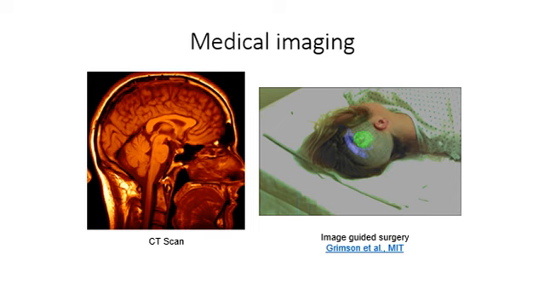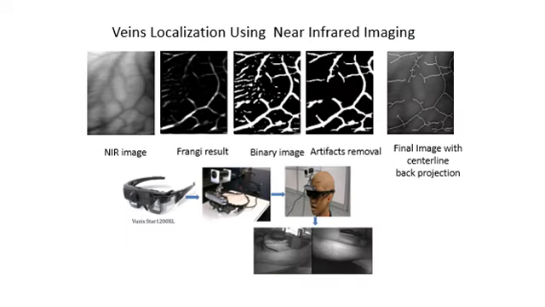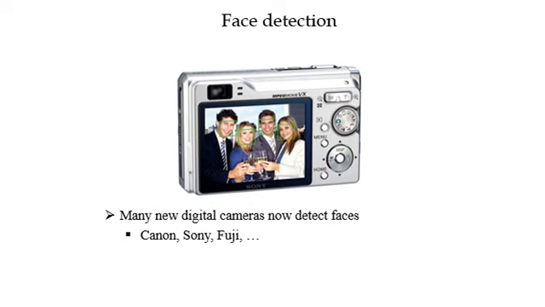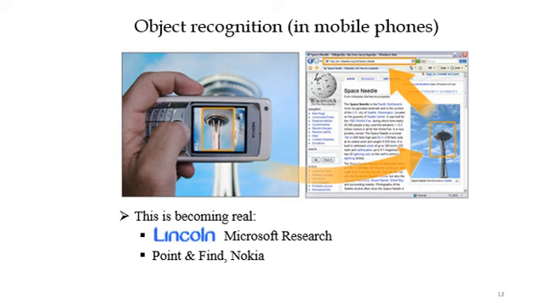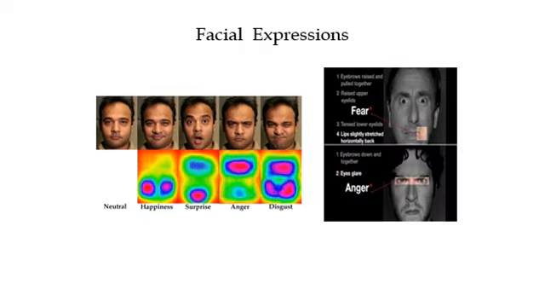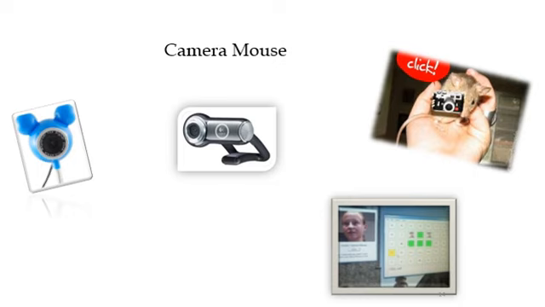Medical imaging means localization using near infrared images. Face detection: many new digital cameras use face detection. Object recognition, face recognition, facial expression recognition. Camera mouse: basically, the camera mouse can detect your head motion and move along on the computer screen. Instead of using a mouse, built-in cameras look at you and track a spot on your face. If you move your head to the left, the mouse moves toward the left, and if you hold the pointer over the spot, a click is issued. Anything you can do with a mouse, you can do with a camera mouse.